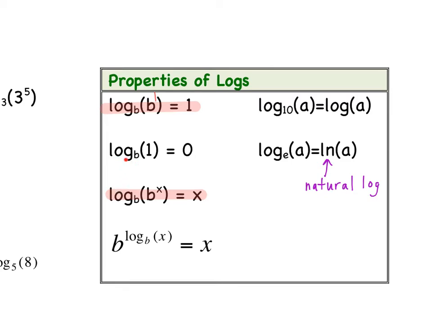All right, the next one, log base b of 1. When your argument is 1, this whole log really is just equal to 0.